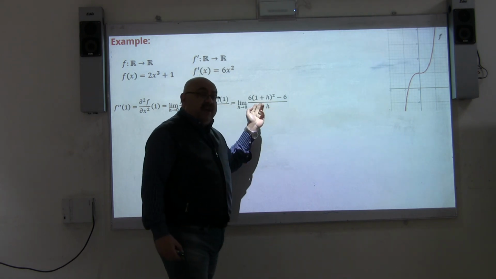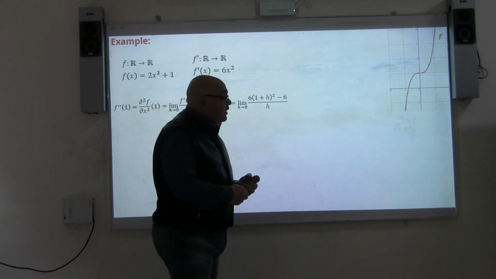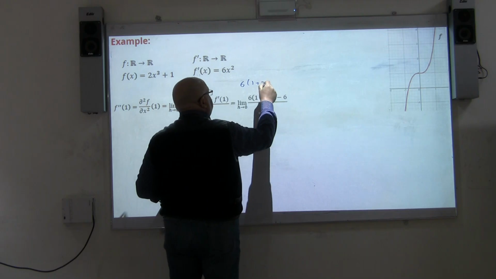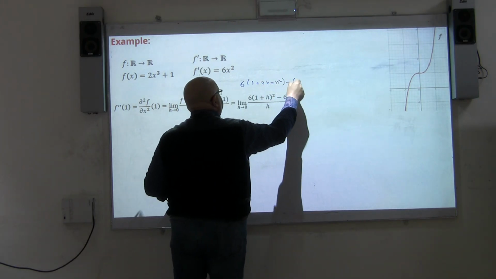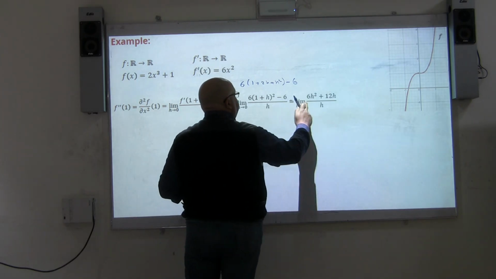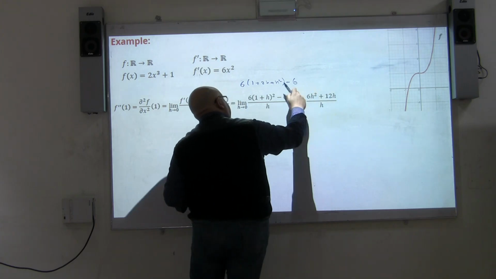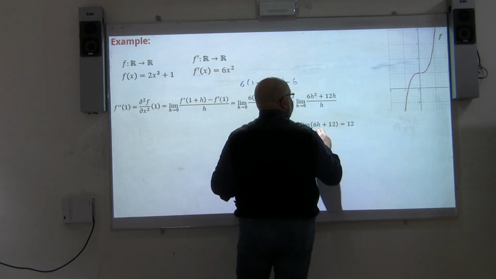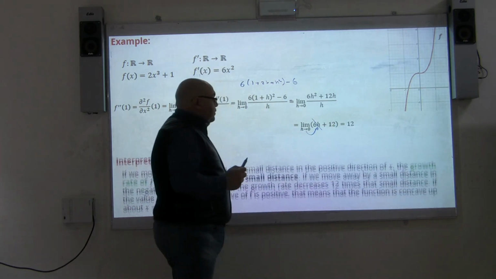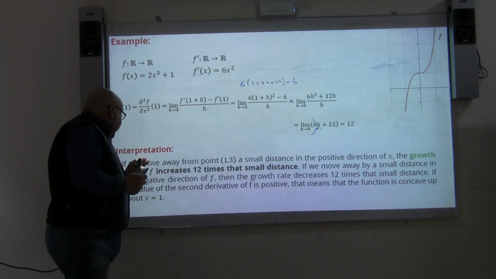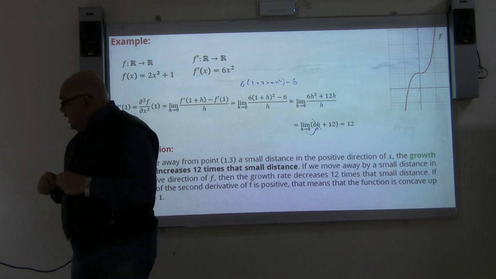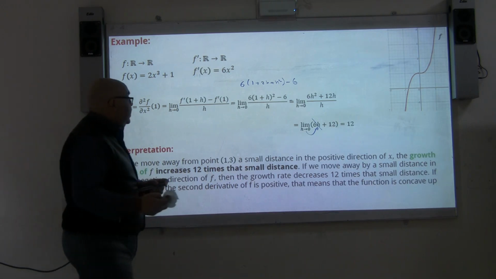I will simplify the denominator. The denominator is really very simple to simplify. All I have to do is multiply 6 by 1 plus 2h plus h squared, minus 6. So this is going to be the limit, as you can see. It's going to be the limit of 6h squared plus 12h over h. Take h as a common factor, so you will end up having 6h plus 12. Apply h equals 0, so this part will be cancelled, and the result will be 12. And that's the interpretation of what happened, the meaning of the second derivative of this function, as you can see.